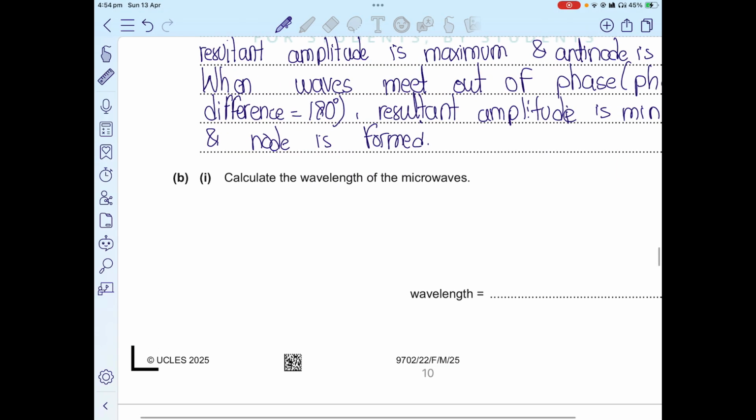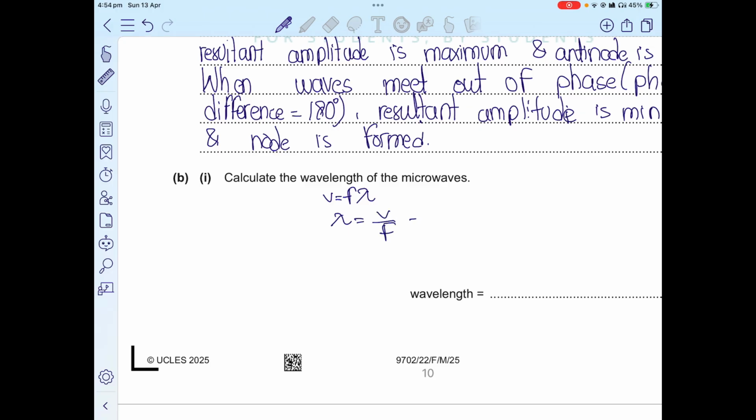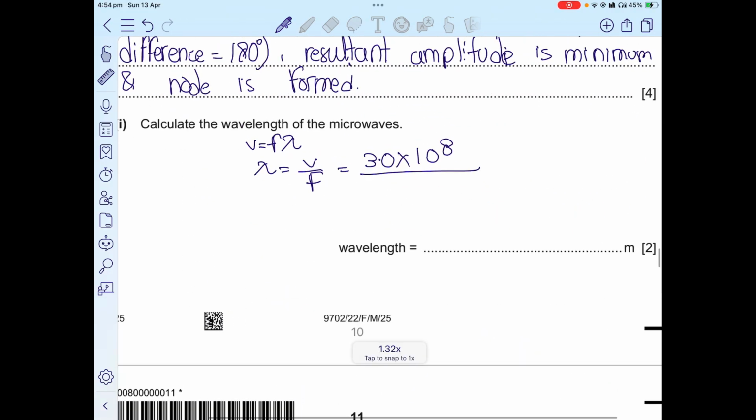Now the next question is to calculate the wavelength of the microwaves. v = fλ, so λ = v/f. We know that the speed of a microwave is 3.0 × 10^8 m/s in air or vacuum, and the frequency is given as 6.3 × 10^9 Hz. So λ = 3.0 × 10^8 over 6.3 × 10^9, which is 0.048 meters.